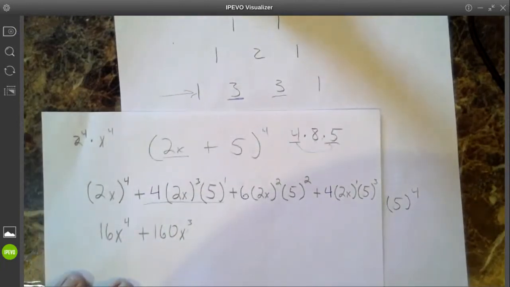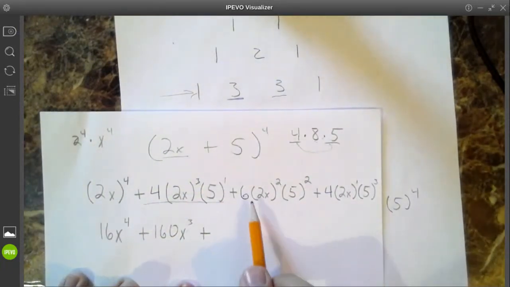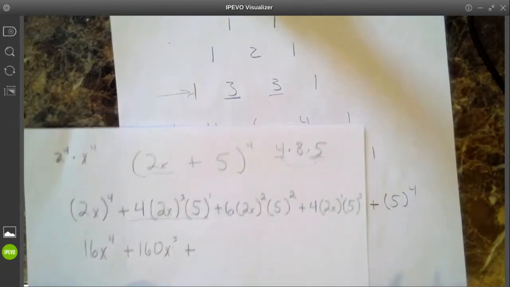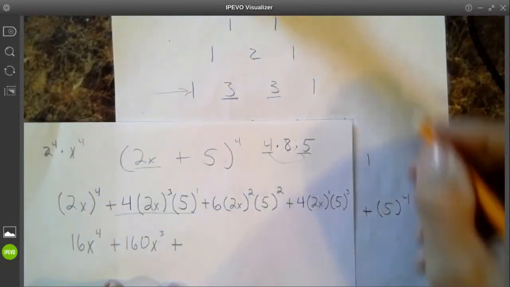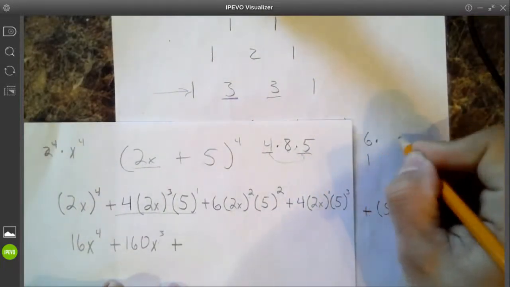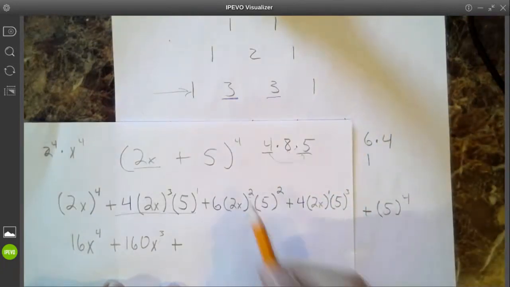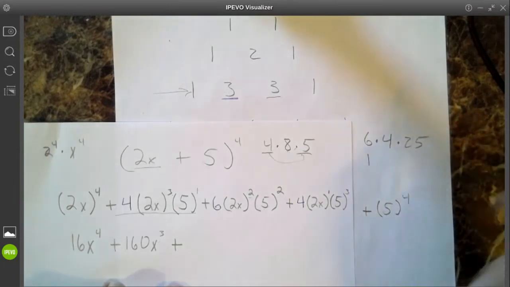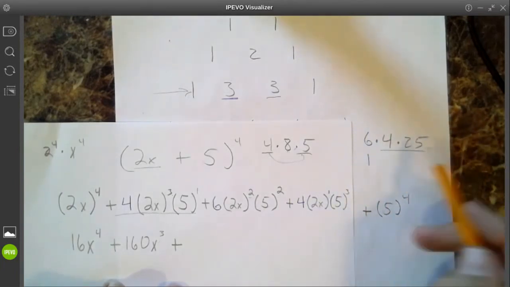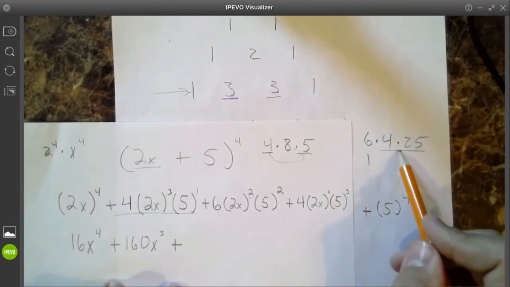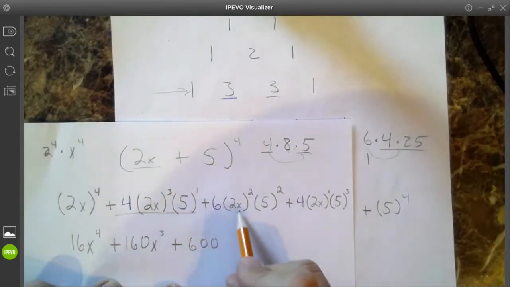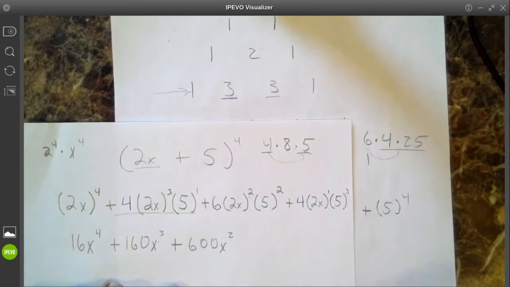Okay. And then next, we're going to have 6 times 2 to the second times 5 to the second. Okay, so we've got 2 to the second is equal to 4. That's that part. And then 5 to the second is equal to 25. All right, 4 times 25 is 100. And then 100 times 6. So we get 600. And then our x's, we got x squared of them. And notice the powers should all kind of descend for this.